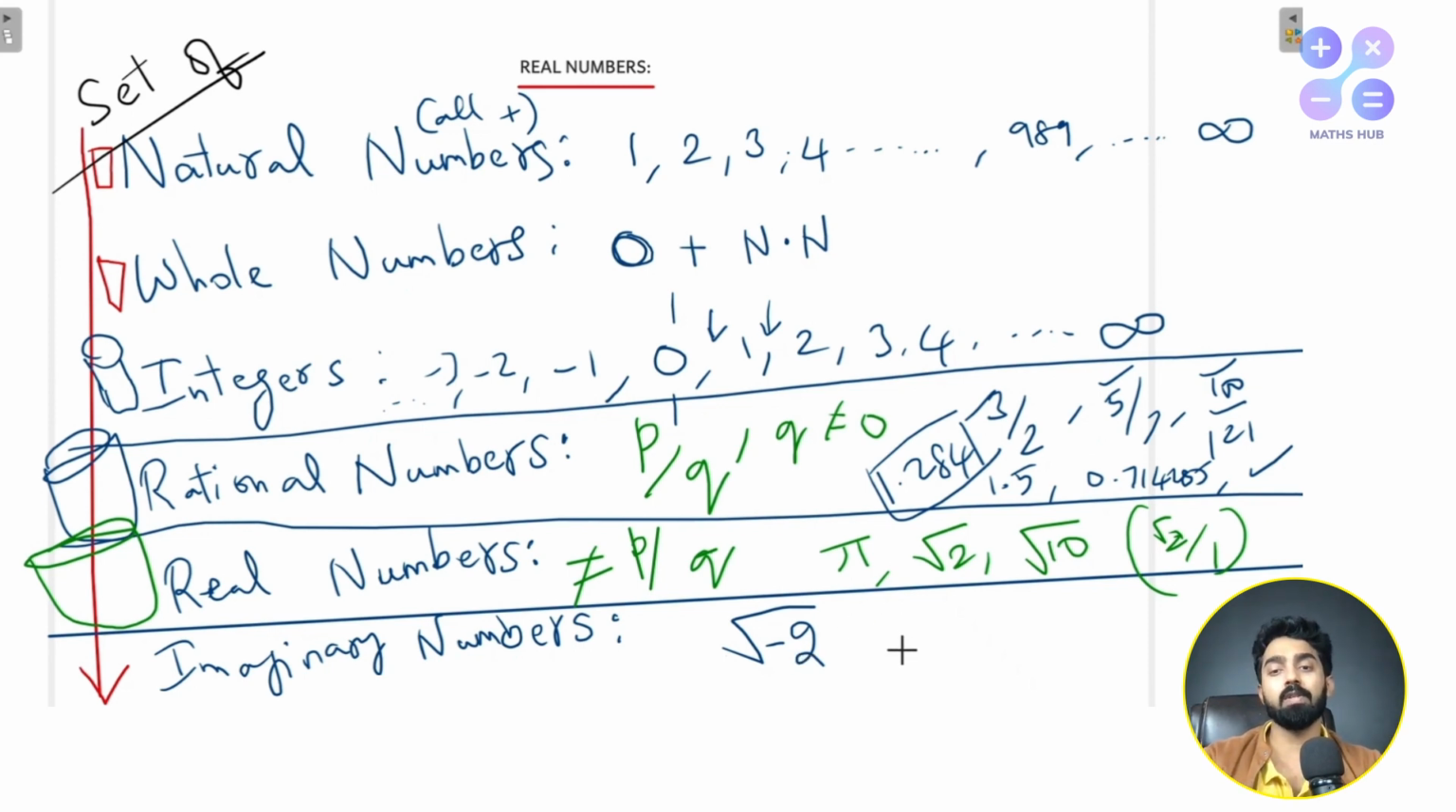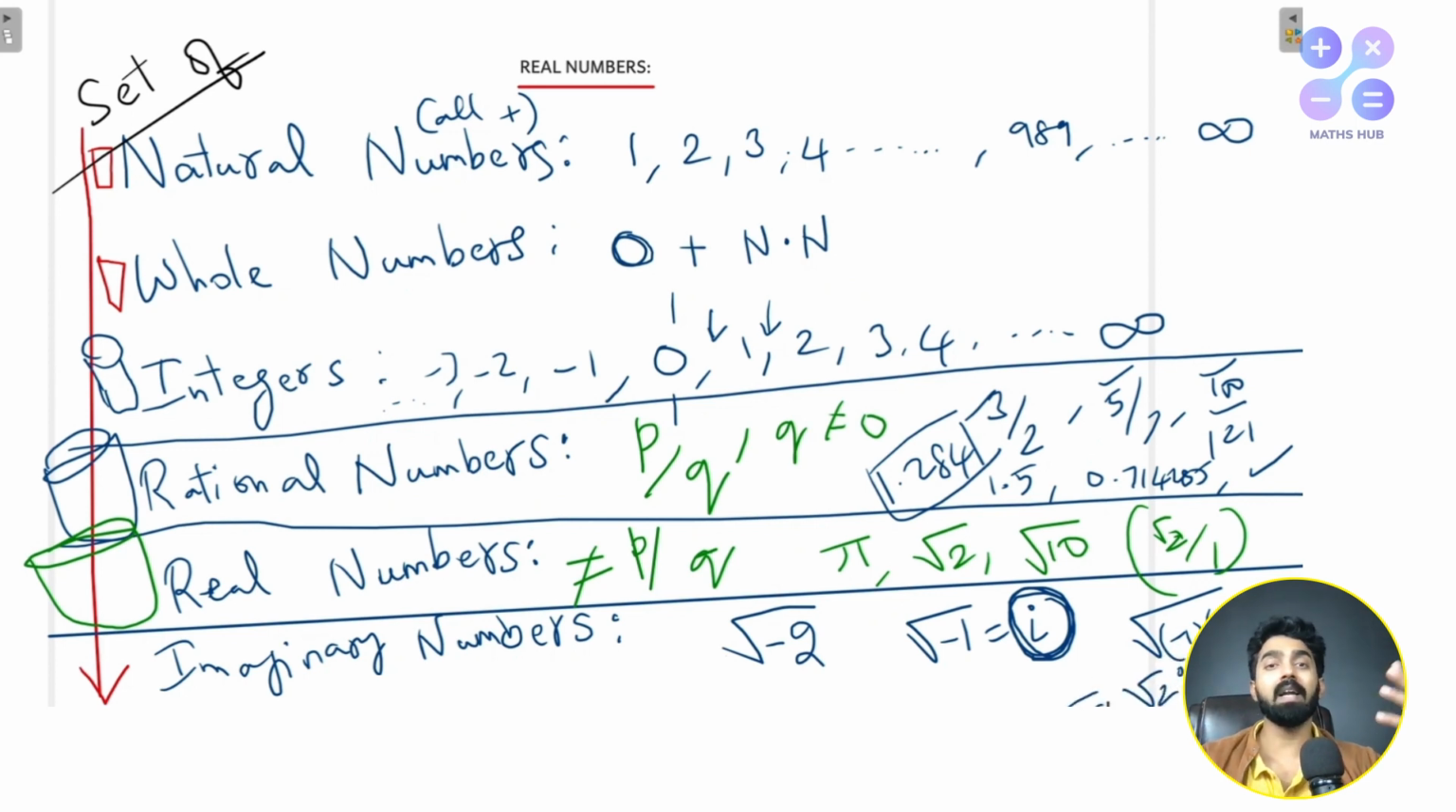So what we do is we write root -1 is equal to i. We have defined this value called i, and we say that if root -1 is i, then what would root -2 be? Then root -2 would be root of -1 into 2. So if root -1 is i, this would become root 2 i. And then we've defined a set of numbers and we call them imaginary numbers.